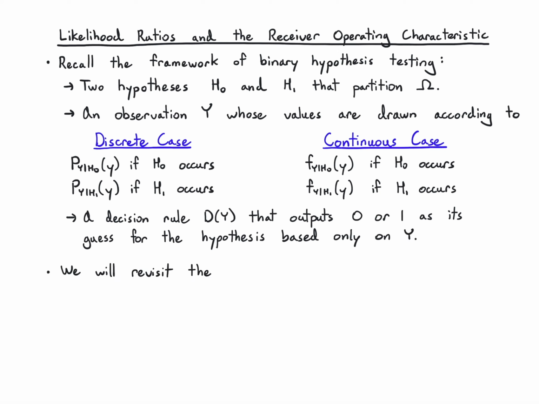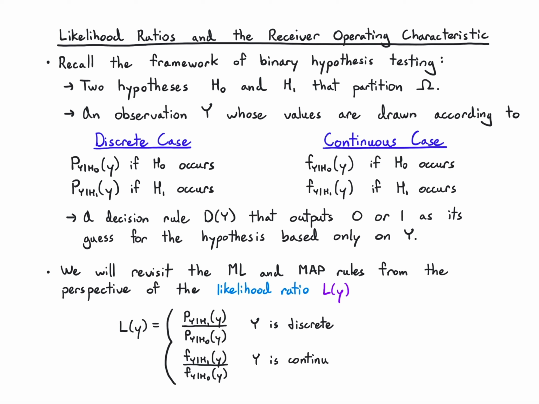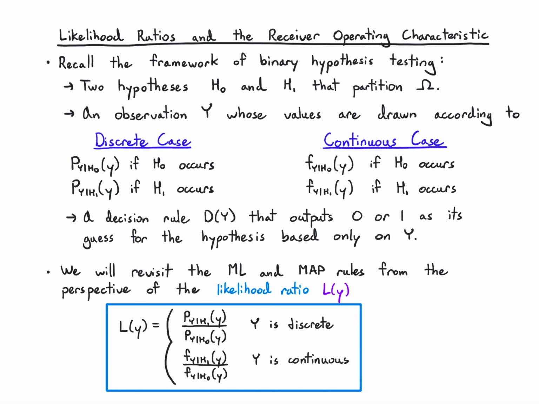We're going to revisit the decision rules, the ML and MAP rules that we developed, from the perspective of this object called the likelihood ratio, L of Y. L of Y is just a function that takes the conditional PMF of H1 and divides it by the conditional PMF of H0 in the discrete case. In the continuous case, I take the ratio of f of Y given H1 over f of Y given H0. This is just a convention, to put H1 over H0, and we're just going to leave it like that. But we're going to see that changing to this perspective actually lets us go quite a bit farther in doing examples and solving problems in some cases.